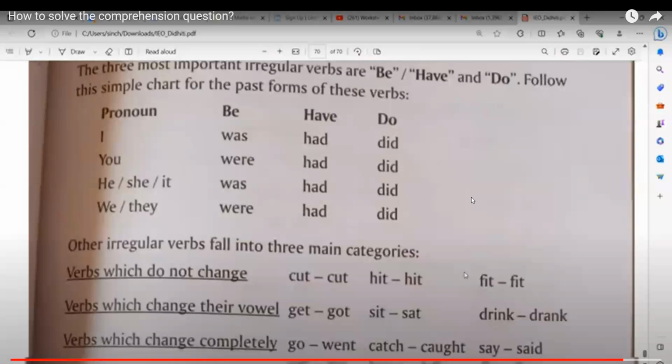Can you give me an example? It was a rainy day yesterday. Very good. Super. Okay, Rajdeep, give me an example with it and was. It was a pencil box on the table.